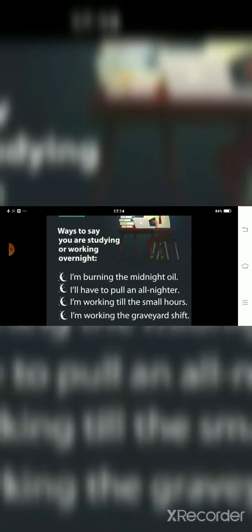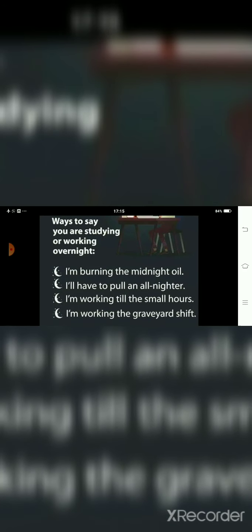Ways to say you are studying or working overnight. I'm burning the midnight oil. I will have to pull an all-nighter. I'm working till the small hours. I'm working the graveyard shift. See how different these phrases are. Can you get anything from the sentence unless I have shared earlier that it's all about working or studying the whole night? Night shift is known as the graveyard shift.